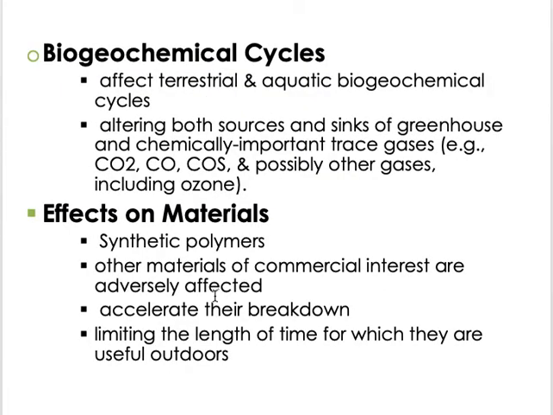So in biogeochemical cycles, for example, altering both sources and sinks of greenhouse gases and chemically important trace gases, possibly other gases including ozone. Yan. So may alteration ng normal biogeochemical cycles. Ang biogeochemical cycles kasi, ito yung paano nare-recycle mismo yung mga substances within the earth. What are the processes involved? So with the presence or over-accumulation of these substances, pwedeng ma-alter yung normal cycle.